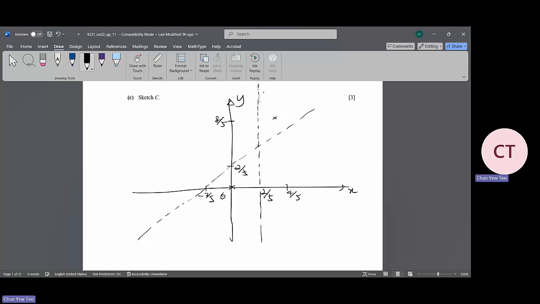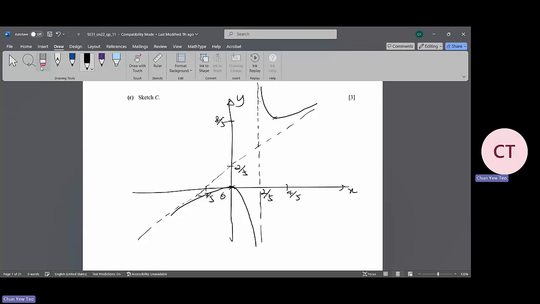So if you extend, make your diagram look a little bit bigger, your graph will be like this. And this will be the answer. This will be the behavior of the graph.